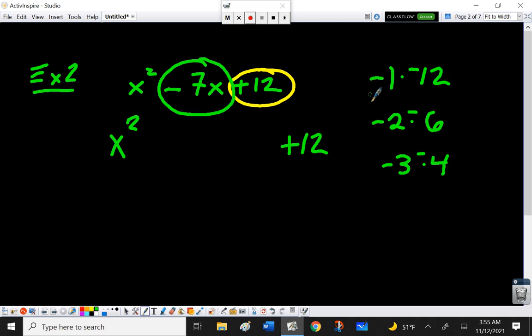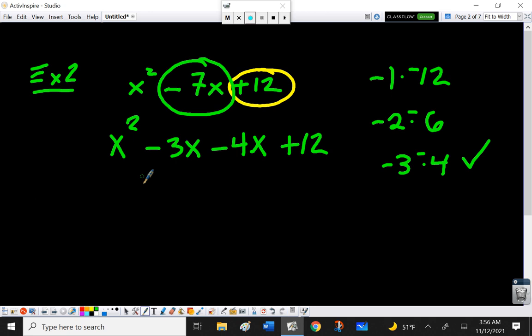Which one of these pairs will add to give us negative 7? If you said the negative 3 and the negative 4, you'd be correct. Because negative 3 minus 4 will give us negative 7. So ladies and gentlemen, we're going to write negative 3x minus 4x.